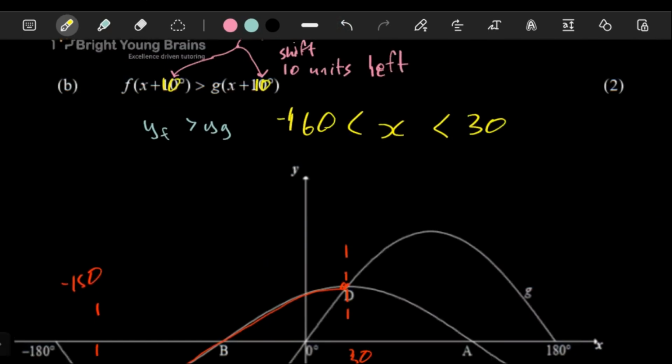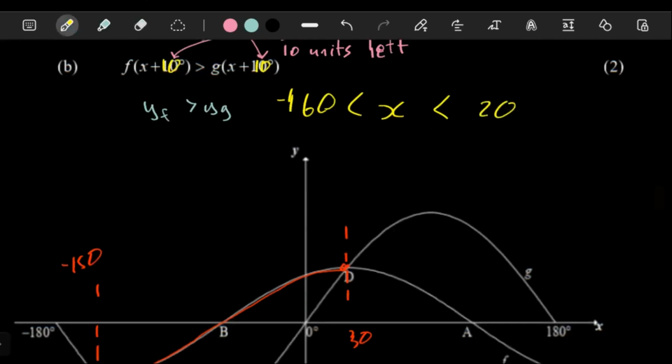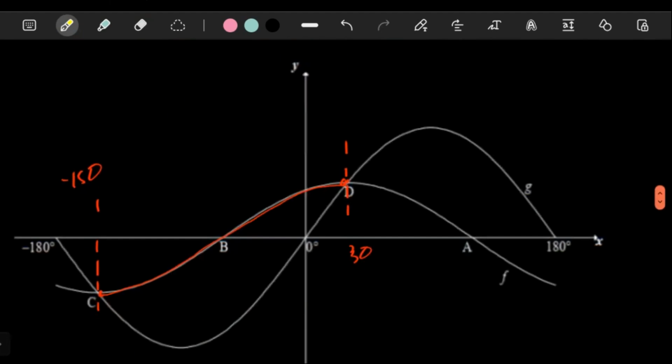No, not 30. It's just supposed to be moved to the left. So it's like 20. Come on now, can't be making a silly mistake like that. Yeah, because everything is moved to the left, you see.